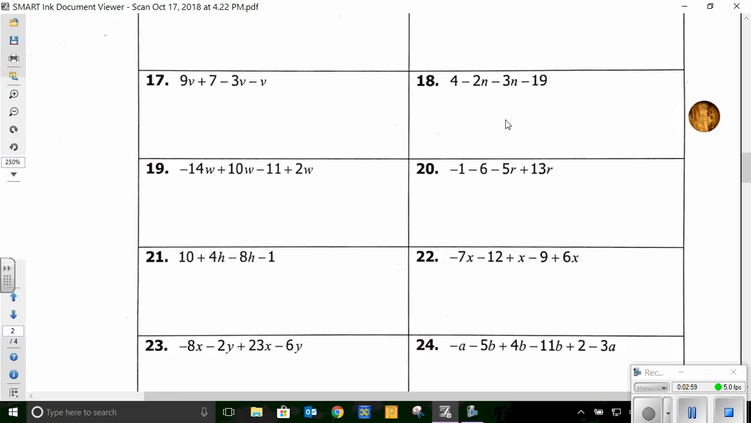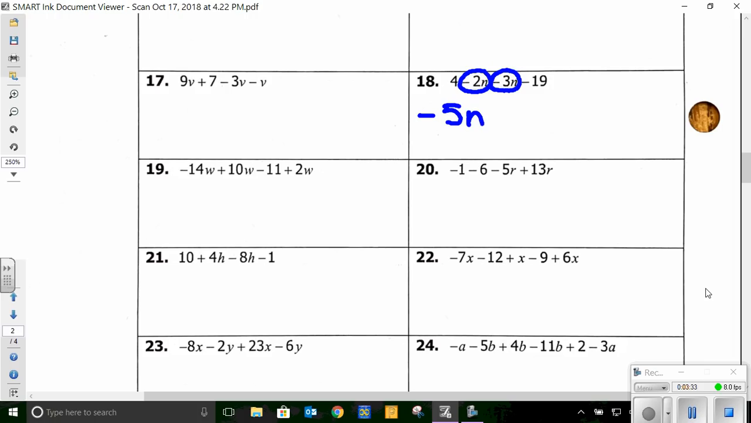Let's take a look at number 18. This time we have a couple things to do. We have some terms with variables, and we also have two constants. So I'm going to circle my terms with variables first. I have a negative 2n and I have a negative 3n. The best thing, again, is to make sure you circle the sign with the term, because it was a minus, but now it becomes a negative to help us do our math. So we have a negative 2 plus a negative 3. That gives us a negative 5n because we're combining them.